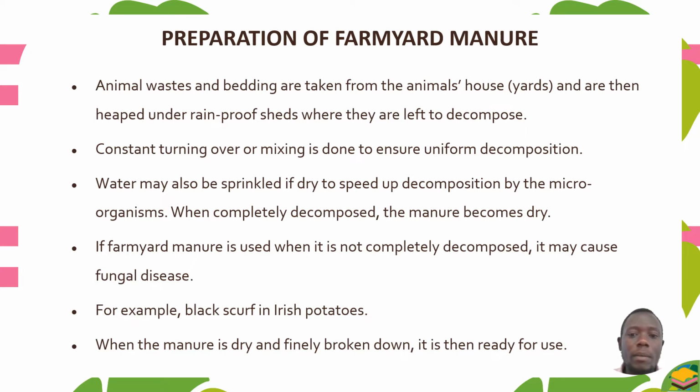So let's look at preparation of farmyard manure. Animal waste and beddings are taken from the animal house and then are heaped under rainproof shade where they are left to decompose. The reason is to avoid leaching of plant nutrients. The other thing is to avoid volatilization, the changing of plant nutrients into gas. So that's why they are left under the shade.